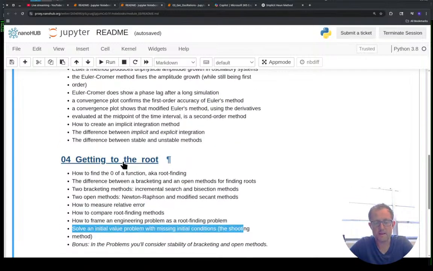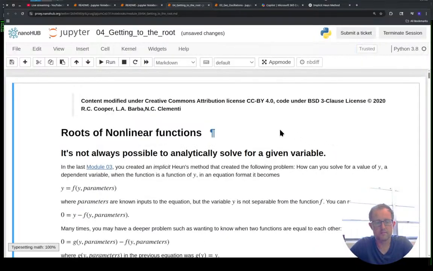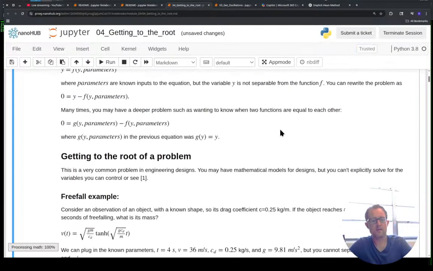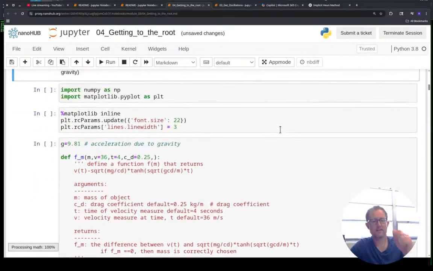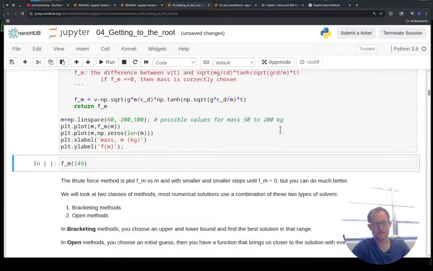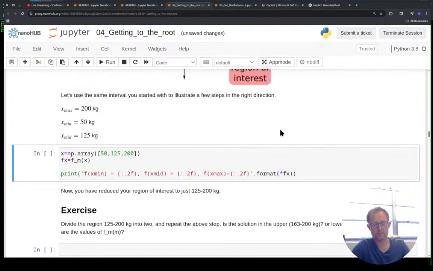Okay, so then the next thing was in this getting to the root. Here, I was trying to think if I should go through this example or if we should start from scratch. So I'm just going to run down.